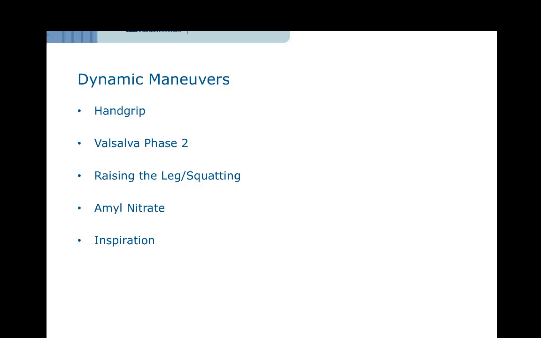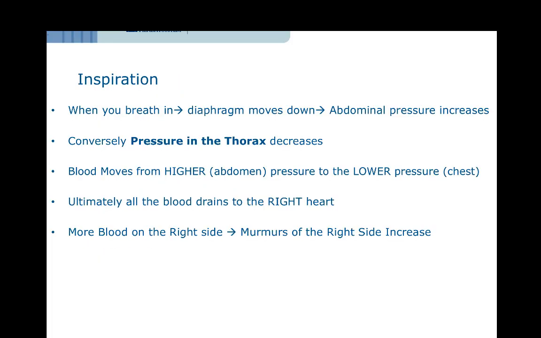Let's start with inspiration. When you breathe in, your diaphragm is going to move down. So what does that do to your abdominal pressure? It's going to increase your abdominal pressure. But since the diaphragm is moving down and your chest is going out when you breathe in, the volume inside your thorax is increasing, which causes the pressure in your thorax to decrease.